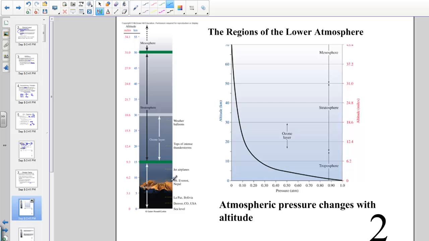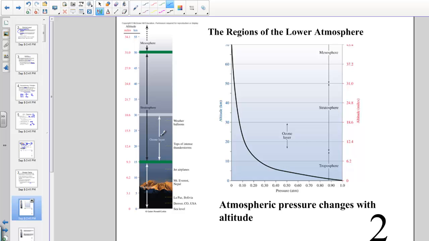Here we're at the top of Mount Everest. This is where the airplanes fly. And then at about 15 kilometers high, the air is quite thin. We have a second layer from 15 kilometers up to 50 kilometers. This entire layer here is known as the stratosphere. And at 50 kilometers and above, we have the mesosphere.